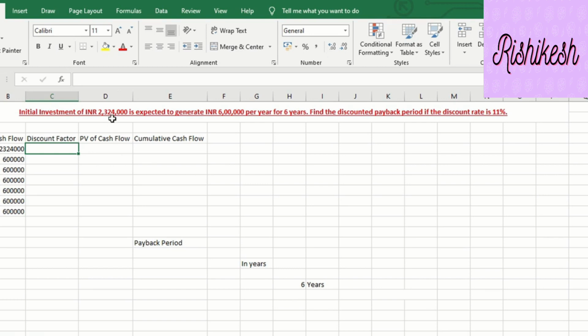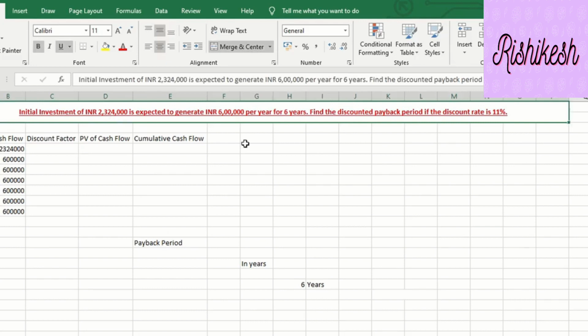So the question is, the initial investment of INR 23,24,000 is expected to generate 6 lakh rupees per year for 6 years. Find the discounted payback period if the discount rate is 11%. So again, payback period, discounted payback period, is where the cumulative cash flow will be equal to 0, meaning your cash inflow should be equal to cash outflow. In the simple payback period method, we were not taking the time value of money into consideration, but in this method, we'll be taking the time value of money into consideration as well. Let us see how it goes.